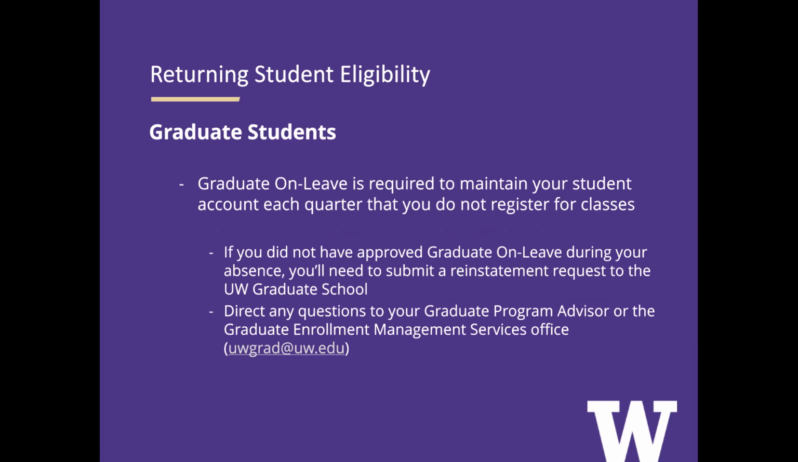For graduate students, the graduate on leave request is required to maintain your student account for each quarter that you do not register for classes. If you did not have an approved graduate on leave during your absence, you'll need to submit a reinstatement request to the UW Graduate School in order to establish your eligibility to return. Questions should be directed to your graduate program advisor or the Graduate Enrollment Management Services Office at uwgrad@uw.edu.